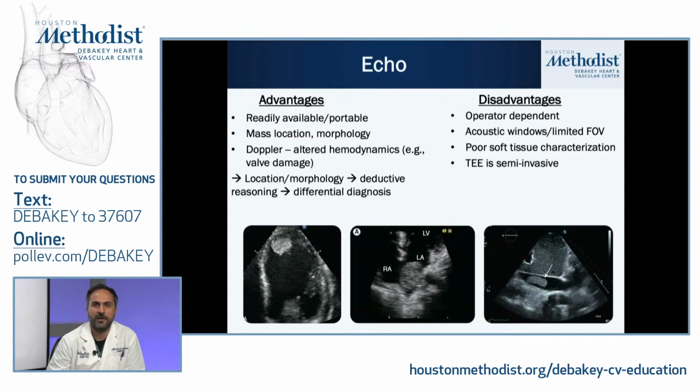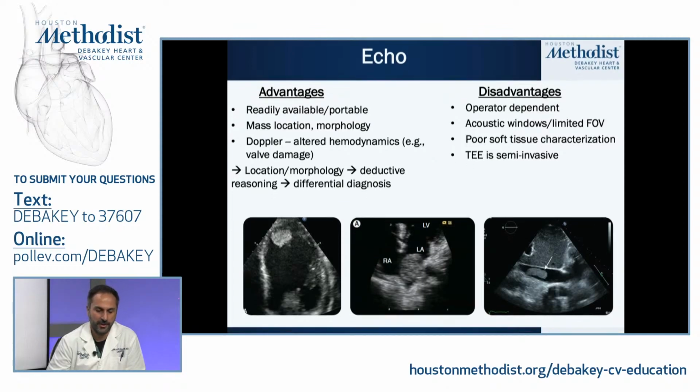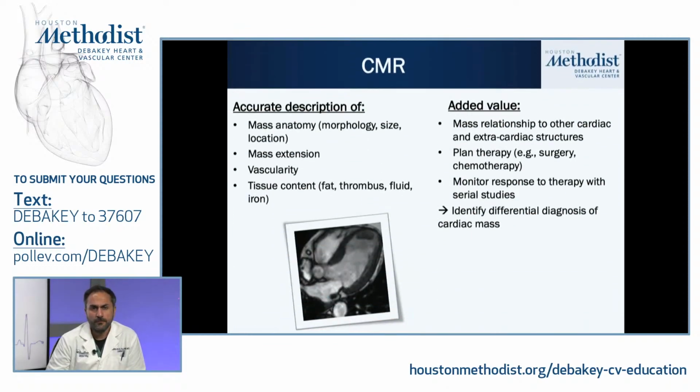The disadvantages of echo are that it is operator dependent and limited by the acoustic windows. It has a limited field of view, very narrow, and usually a small depth of field. So we cannot really see the tumor extension or the mass extension and the involvement of other structures, and we cannot do tissue characterization. If TEE is needed, we have to remember that TEE is semi-invasive and has its own set of contraindications.